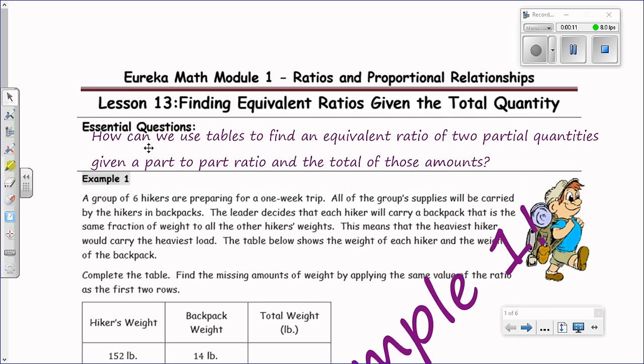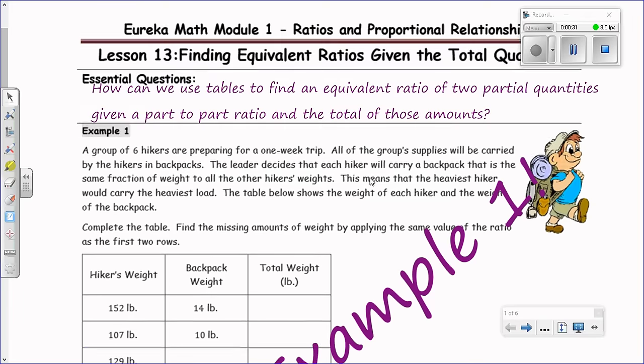Your essential question is, how can we use tables to find an equivalent ratio of two partial quantities, that means amounts, given a part-to-part ratio and the total of those amounts? So that might sound kind of confusing. This is going to feel like a pretty new lesson to you. So once you have that written down, unpause it and we're going to move on.